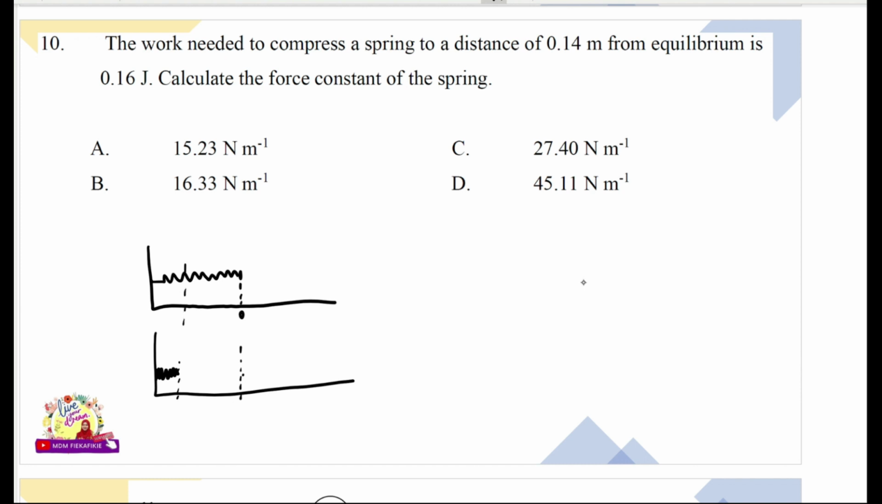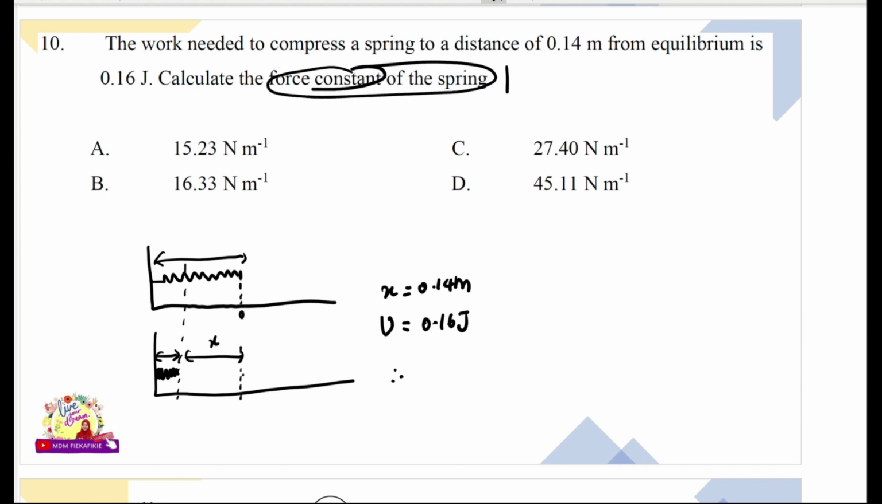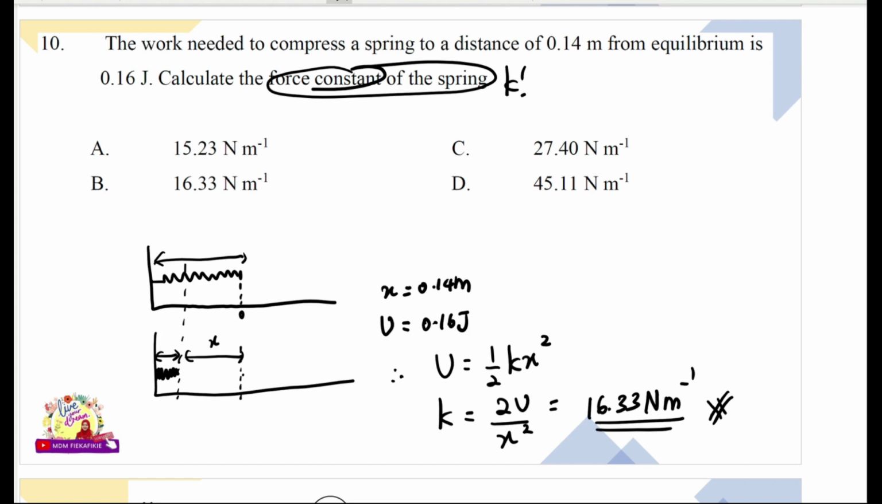And then given that, okay, so the compression is 0.14 meter. Okay, L initial. So this is L final. So ini dia punya X lah. Compression dia. X is equal to 0.14 meter. And the work done, the work needed to compress a spring means that the U lah. Okay, sebab 0.16 joule tu adalah elastic potential energy. U is 0.16 joule. Therefore, nak cari force constant of the spring adalah nilai K. Where U is equal to half Kx squared. So, you boleh cari K lah. K is 2U over X squared. Masukkan nilai, you akan dapat 16.33 Newton per meter. Okay. So, the answer is B.